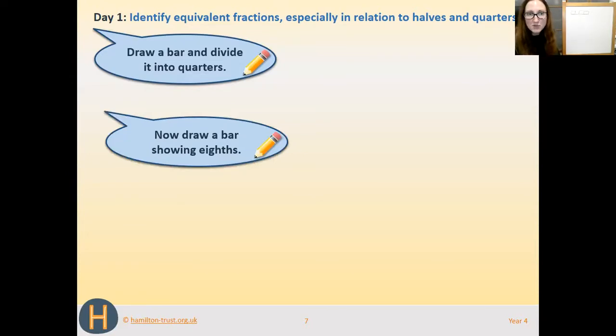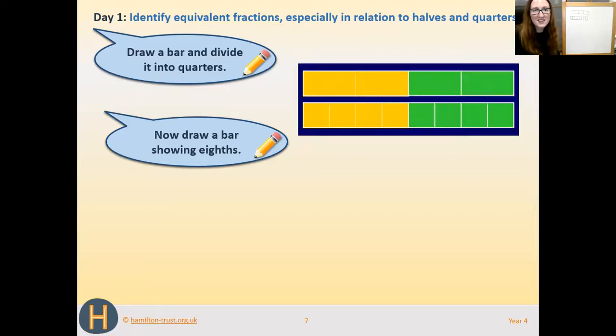It says, now draw a bar showing eighths. Okay, so just like we did before, showing eighths, that bar split into 8 equal pieces. So draw that neatly underneath, again with a ruler if you have one. Do your quarters first. And then halve those quarters. All right. Let's follow the next instruction together and then I can show you my board to you. Should look like this, okay?